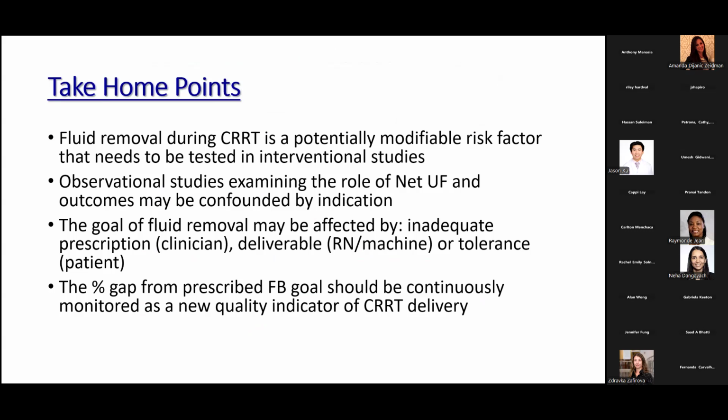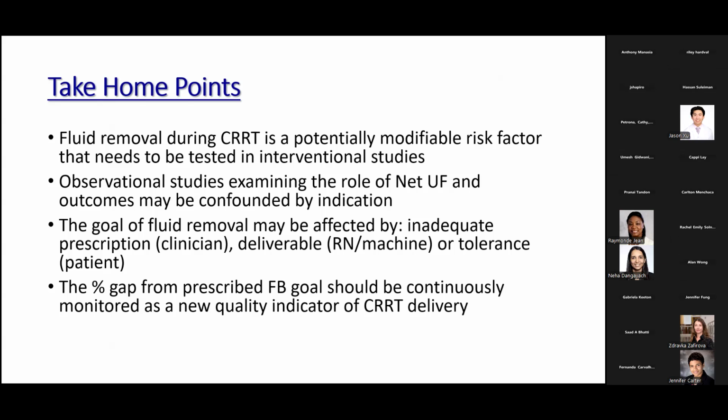Observational studies examining these parameters, net ultrafiltration rate and outcomes, may be confounded by indication. Keep in mind, this data I presented today is observational only. The goal of fluid removal may be affected by inadequate prescription, so we need to work with clinicians, nurses, and also our processes of CRRT delivery, and also tolerance to the patient. And this is also an area we can develop evidence to identify tolerance to fluid removal with non-invasive tools that now are available in the ICU.